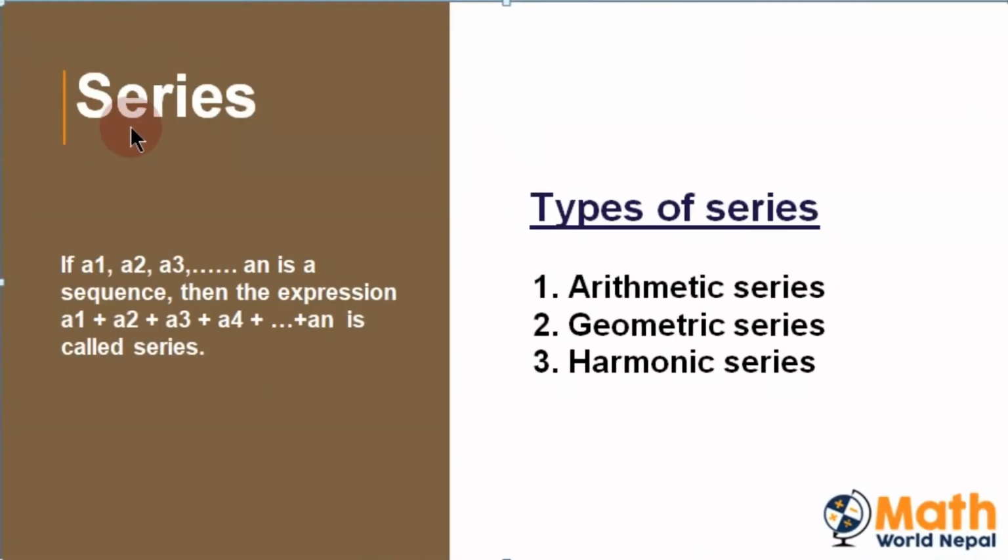Series. A series is defined as the sum of elements of a sequence. For example, if A1, A2, A3 is an example of a sequence, then the expression A1 plus A2 plus A3 plus A4 is called a series. There are three types of series: arithmetic series, geometric series, and harmonic series. An arithmetic series is the sum of the terms of an arithmetic sequence with a definite number of terms. Similarly, geometric and harmonic series are the sum of terms in a geometric and harmonic sequence.